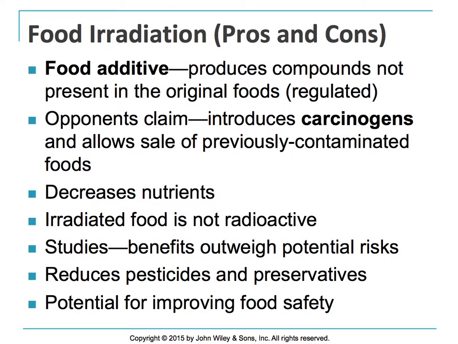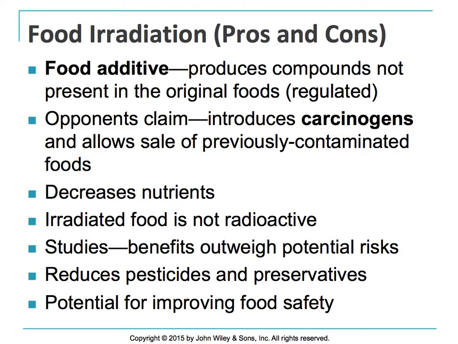Pros and cons of food irradiation. It causes the addition of a food additive, produces compounds not present in the original food, so these are regulated, though opponents claim that it introduces carcinogens and allows the sale of previously contaminated foods. Food irradiation can decrease the nutrients present in foods, though irradiated food is not radioactive.